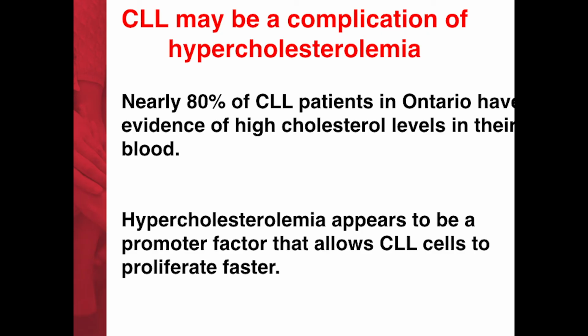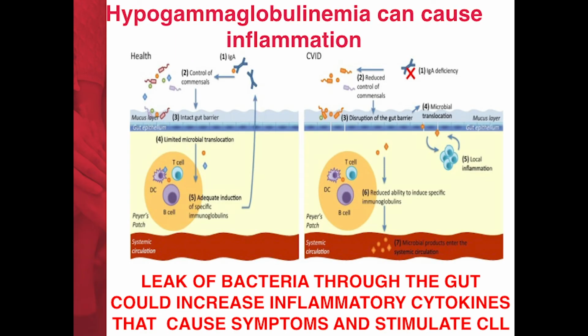And we did some work, actually that was supported somewhat by the Leukemia and Lymphoma Society, that suggested that these high levels of cholesterol in the blood were used by CLL cells to help them grow faster. I've talked about hypogammaglobulinemia, this loss in immunoglobulin levels, as being important in causing symptoms. It can also cause a general state of inflammation.